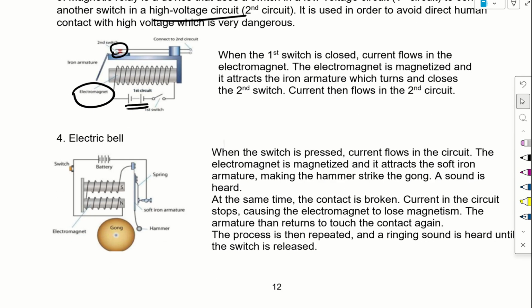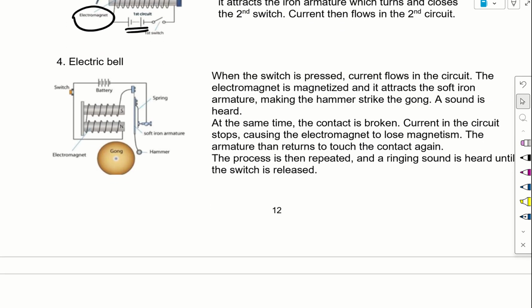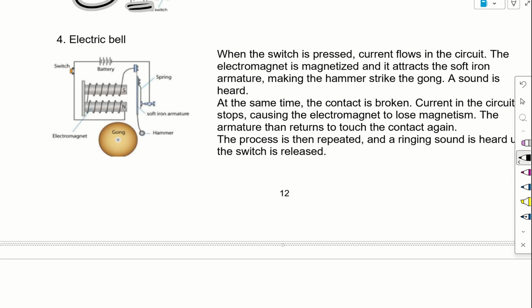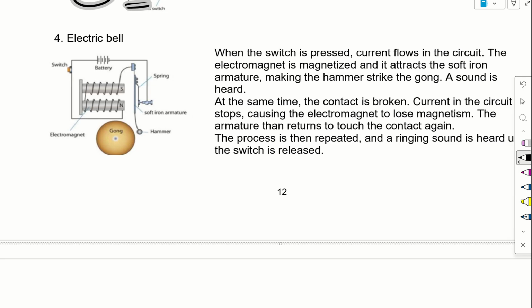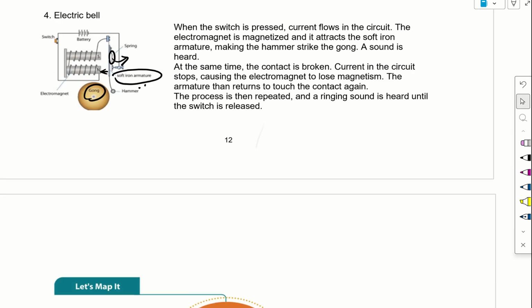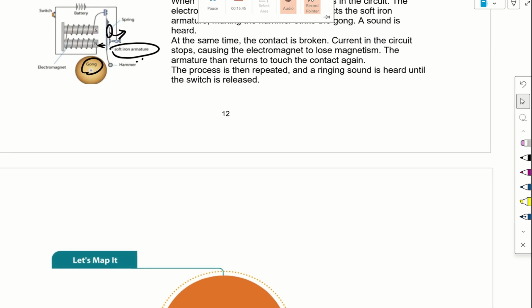Then also the electric bell, whereby when the switch is turned on and current flows, it will attract this soft iron armature, right? When it gets attracted, it strikes the gong, but at the same time it breaks the contact and the spring pulls it back, and this repeats over and over again. Please watch the video that's also attached in your Google Classroom for the split ring commutator.